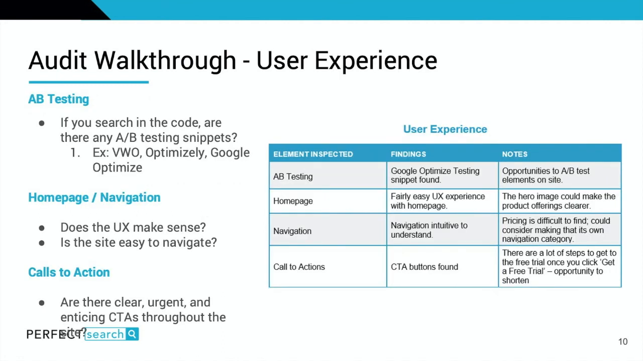The last portion of the audit is the user experience section. So on the right-hand side there, you can see a portion of this section, but the first is A/B testing. So if you go into the source code of the homepage, you can look up to see if they have any A/B testing code snippets there, which can help you allude to the fact that they've likely done A/B testing in the past. Some of the most common to look for, if you search VWO, Optimizely, or Google Optimize, those are usually the three biggest players.